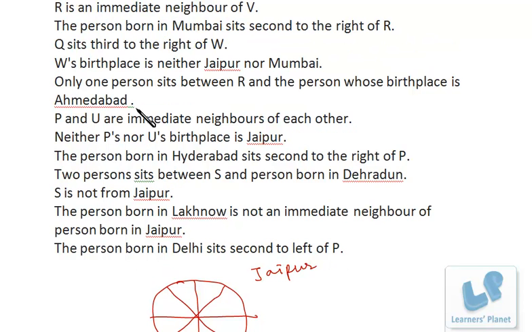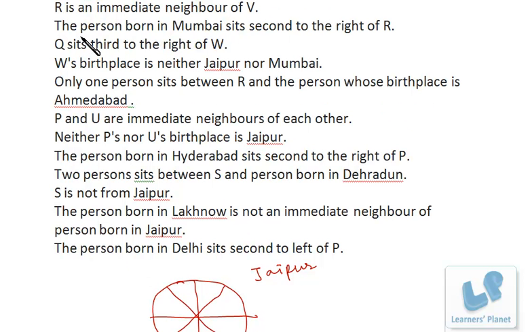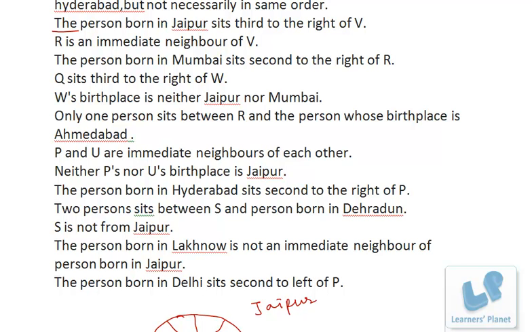Okay, because there are 2 stories, we have to identify the person's position and his city, right? Now the next is R is an immediate neighbor of V. Now R may be here, may be here. Okay, let's proceed. Next, the person born in Mumbai sits second to the right of R. Second to the right of R, Mumbai. So here Jaipur is already there, that means this position is wrong for R. Now this is the right position. So second to the right of R, it's Mumbai. That means here we are having the Mumbai person. Okay, so this we have done, this we have done, this we have done.